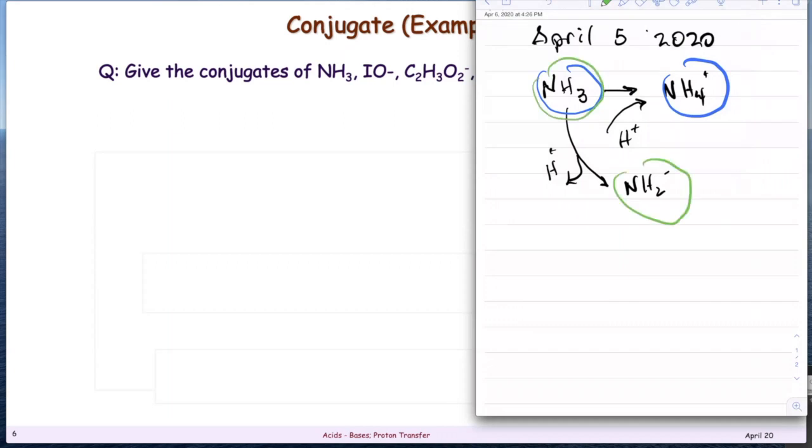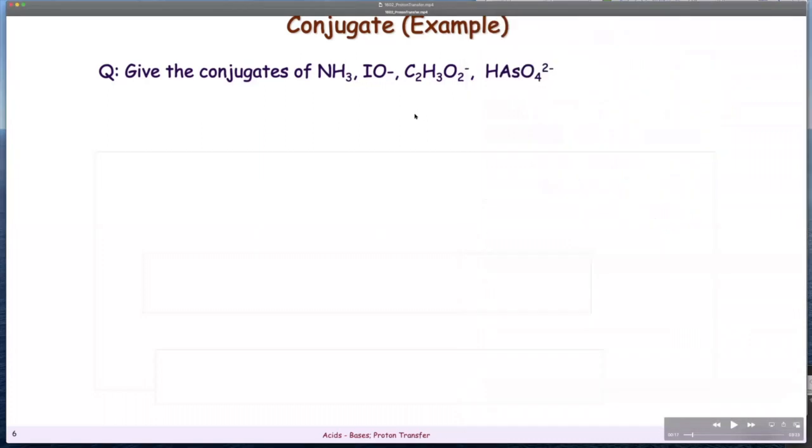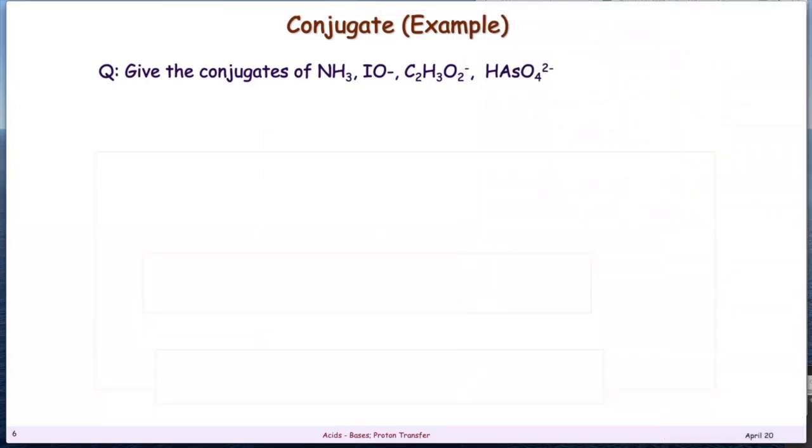because they differ by a hydrogen. These guys, however, are not related. These are not conjugate pairs of each other because notice that they differ by two hydrogens. So just to let you know, again, about recognizing conjugate pairs.